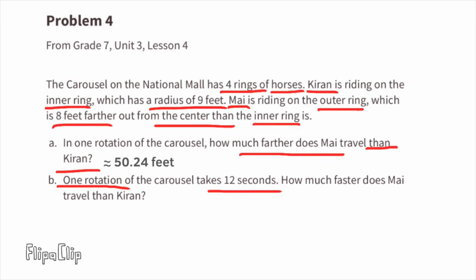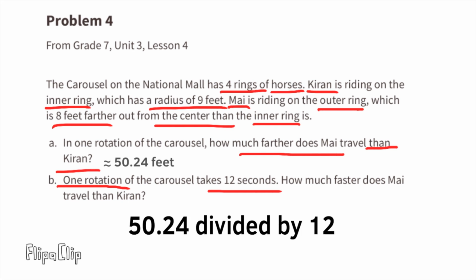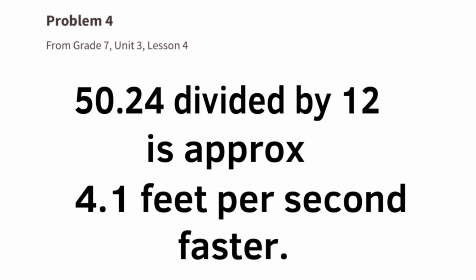B. One rotation of the carousel takes 12 seconds. How much faster does Mai travel than Kieran? That would be a distance of 50.24 feet divided by 12 seconds. That's approximately 4.1 feet per second faster.